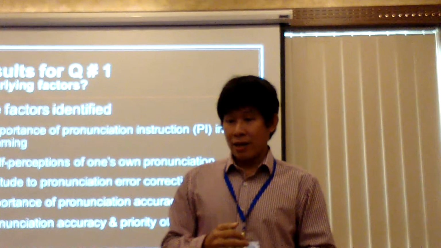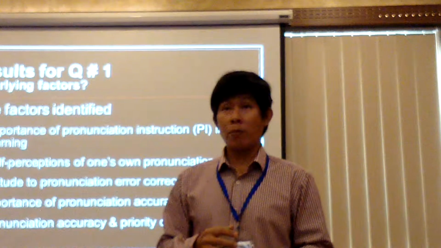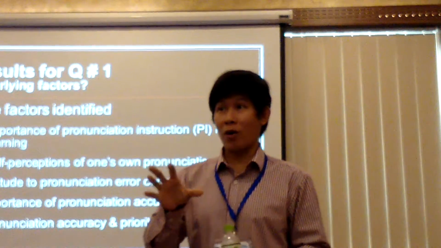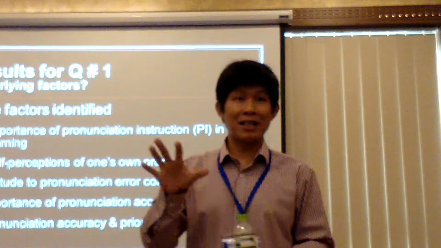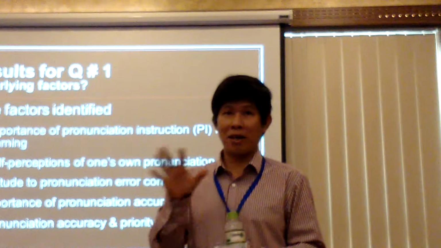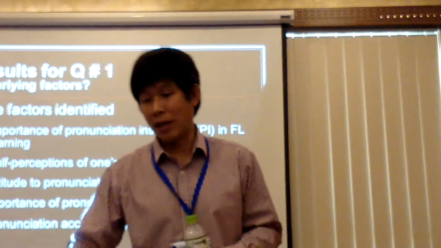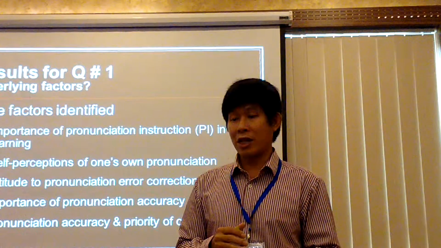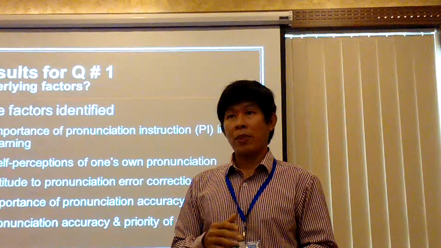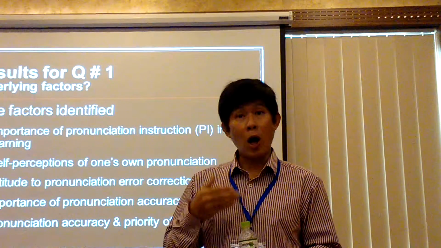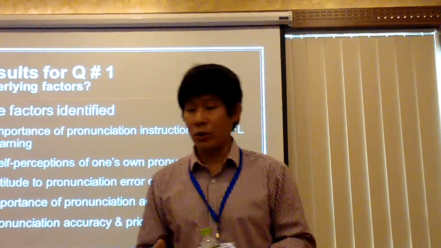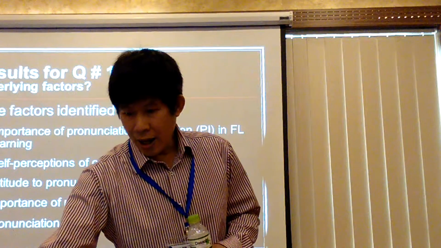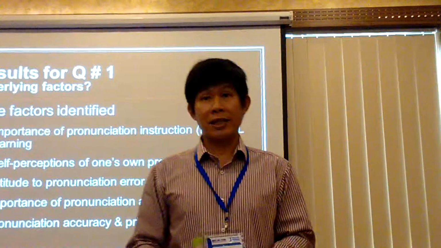The second factor is self-perceptions of one's own pronunciation. Most of the statements in this category sound negative. For example, I don't think my pronunciation is very good, and you will see some examples later. The third factor is attitude to pronunciation error correction. So you can see whether the students have positive or negative attitudes to pronunciation error correction. Next, importance of pronunciation accuracy.